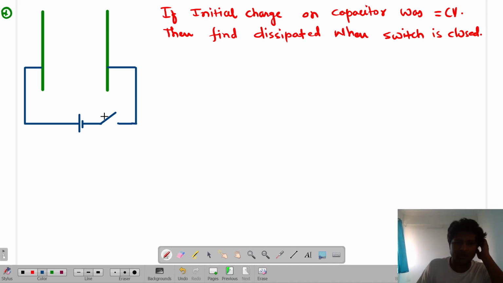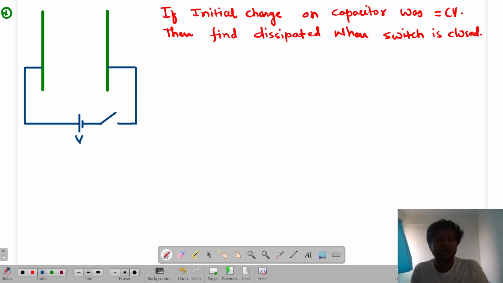Okay, so find the heat dissipated if the initial charge on the capacitor was CV and the potential of the battery is V, right or not? Then how much will be the heat dissipated? Find the heat dissipated when the switch is closed. Tell me.